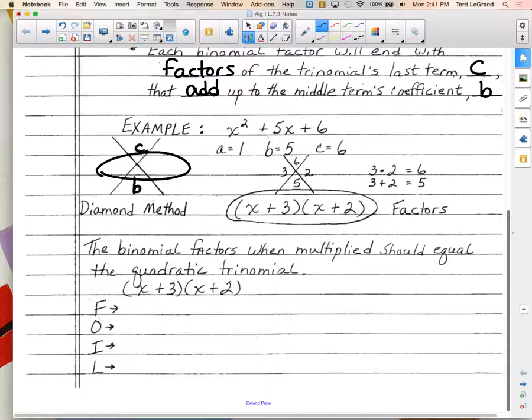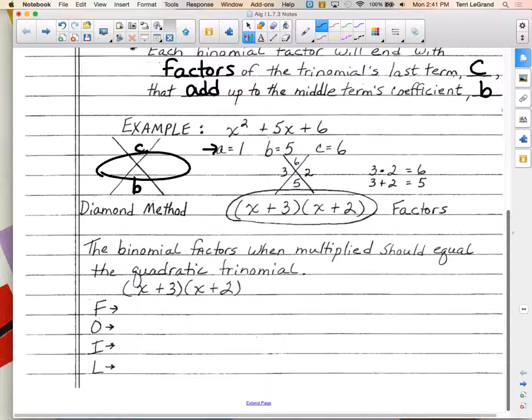So the first thing we're always going to do is identify a, b, and c. What does a equal? What does b equal? What does c equal? A is the number that x squared is getting multiplied by. B is the number that x is getting multiplied by. C is the constant that there are no x's involved in. So in this case, a is 1, b is 5, c is 6, just like it's written here. C went upstairs, b value went down here. What multiplies to be 6 and adds up to 5?